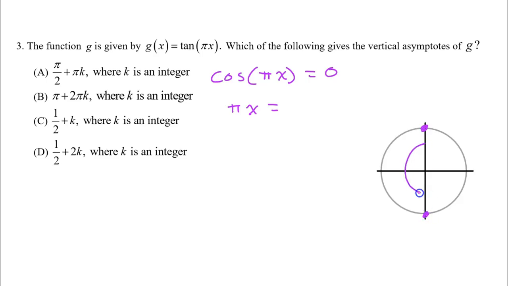But again, we can get from one solution to the next by adding pi radians. So we put the first solution of pi over 2, and then we add pi k, where k is any integer. Finally, we divide everything by pi to get x by itself. This would be pi over 2 pi, and the pi's cancel out, leaving 1/2, and dividing this term by pi just leaves k. So we're looking for 1/2 plus k, where k is any integer, and the answer is C.